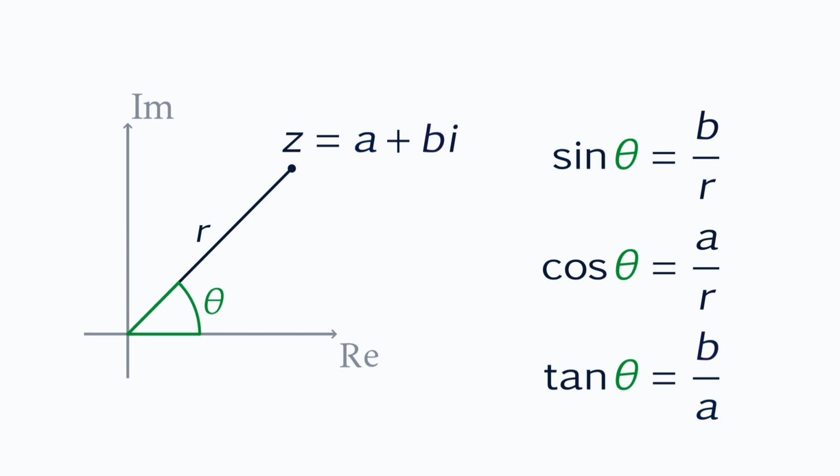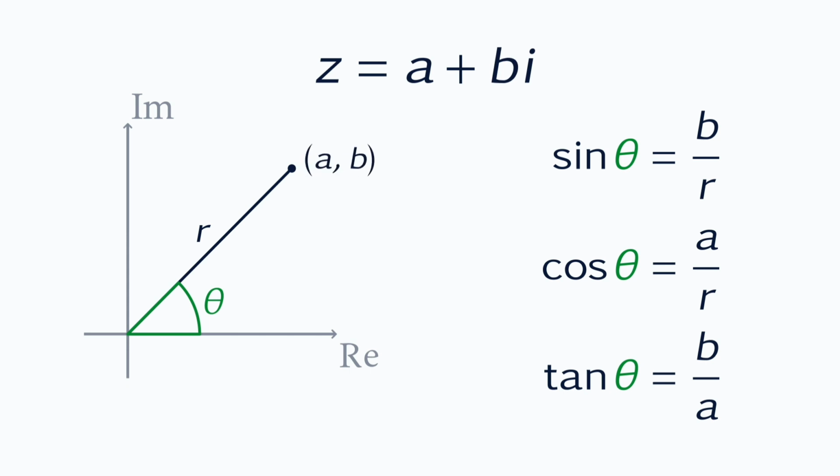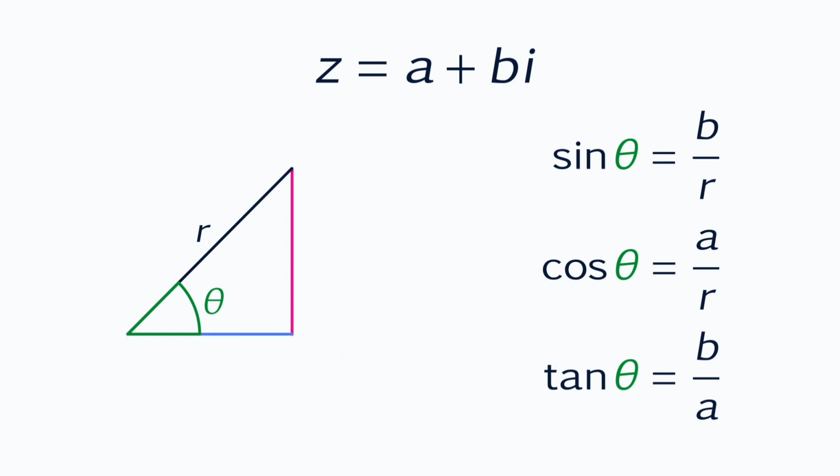Let's investigate why these formulas are true by looking at a general complex number, z. z equals a plus bi, and it lies at the coordinates a, b in the complex plane. Think of z as a vector starting from the origin to the point at a, b. Now, imagine that you draw a line from the end of the vector down to the real axis, like this. You might notice that z and its components form a right triangle, with legs of lengths a and b and hypotenuse r. The vector also forms an angle with the positive real axis.